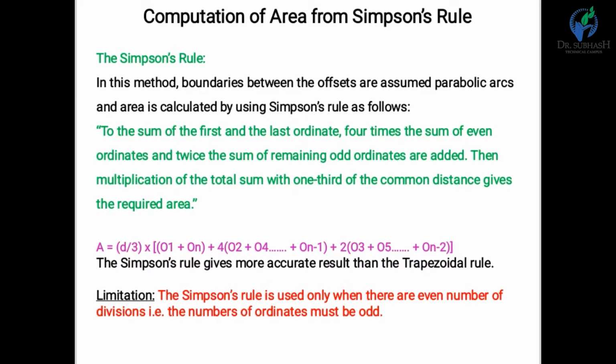So the area is equal to D by 3 multiplied by O1 plus On, where O1 is the first ordinate and On is the last ordinate, plus 4 multiplied by the even ordinates plus 2 multiplied by the odd ordinates. The Simpson rule gives a more accurate result than the trapezoidal rule. Simpson rule is used only when the number of divisions is even. The number of ordinates must be odd. If the number of divisions is even, then the number of ordinates is odd.